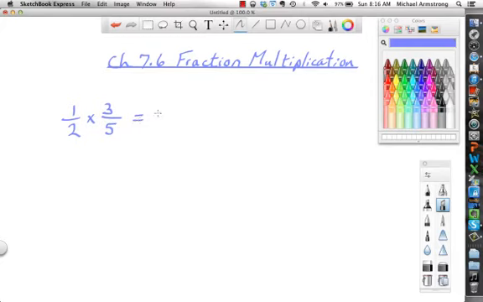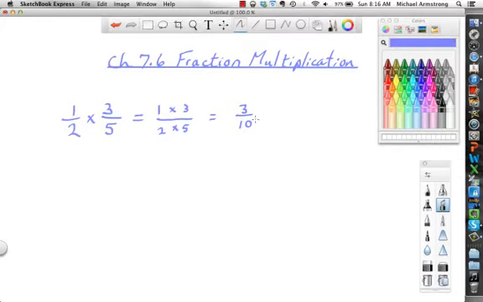But basically what we do is we just remember we can multiply the numerators, which is 1 times 3. And we can multiply the denominators, which is 2 times 5. And we just multiply straight through. 3 times 1 is 3, and 2 times 5 is 10. And ta-da, we're done. You notice how easy that was? That's all there is. You're going to zoom through this.